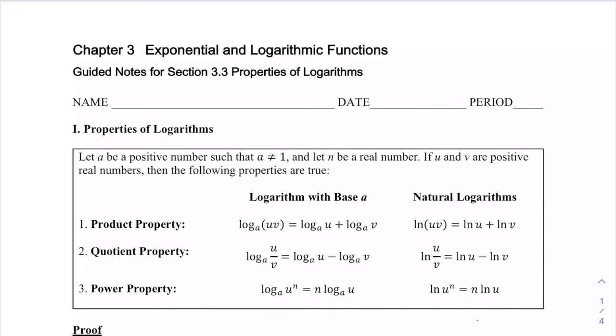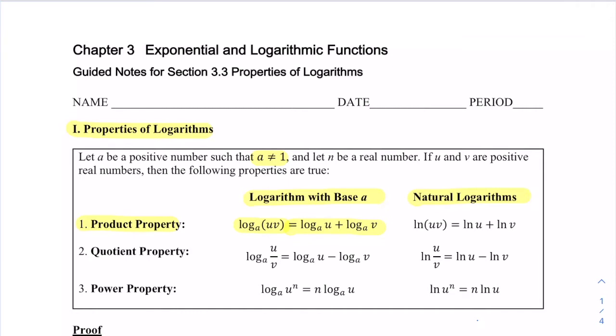Hello and welcome back. Today we'll look at the properties of logarithms, and we'll consider logarithms with base a, remember a cannot equal 1, and the natural logarithms that have a base e. The first property is the product property. So if we have an expression log base a of u times v, that will expand to log base a of u plus log base a of v.